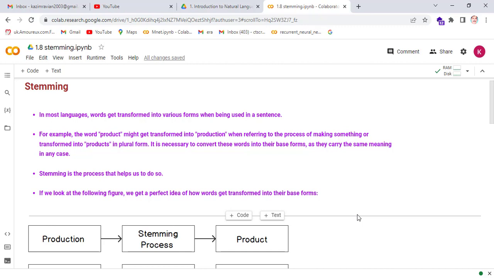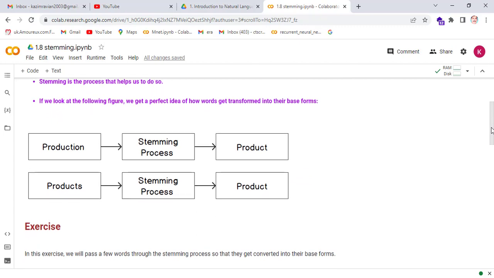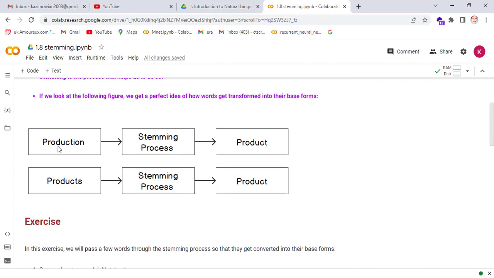If we look at the following figure, we get a perfect idea of how words get transformed into their base form. Production is fed into the stemming process and the output will be its base form, product. Similarly, a plural form of a word, products, is fed into the stemming process and then we get product, which is its base form.